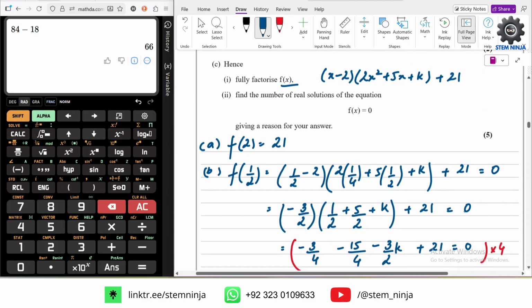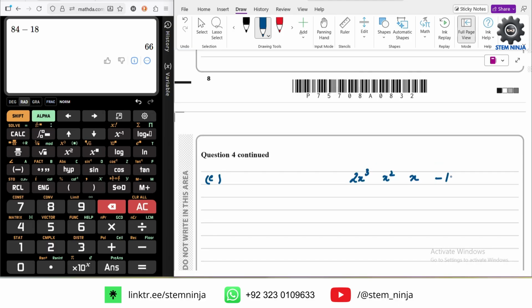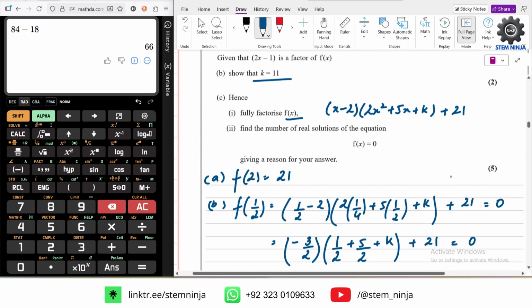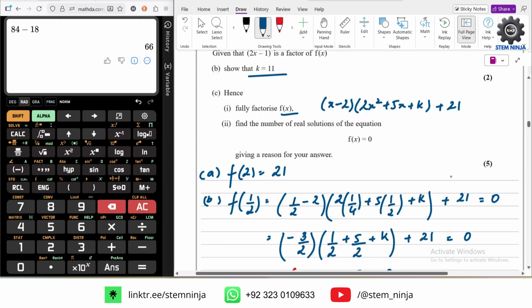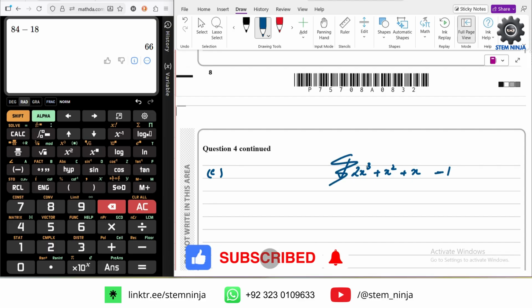Okay, so 2x cubed plus x squared plus x minus 1. Which one of them is negative once again? So both of them are positive, and this one is negative. Okay, so we need to divide this by 2x minus 1.